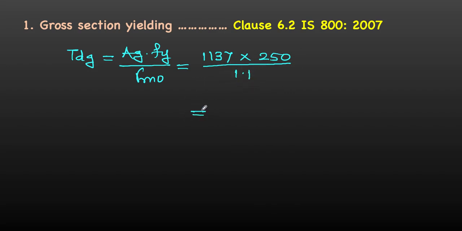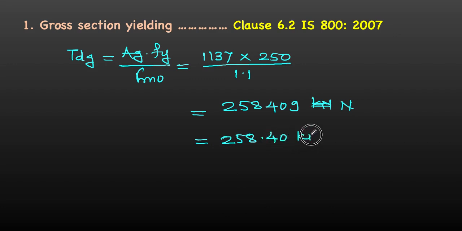So this is what we will be getting over here as 258,409 kilonewton. You can of course check the value. Sorry, this is not kilonewton, the first value we will be getting in Newton. This then we are going to convert into kilonewton. So this value we will be getting as 258.40 kilonewton. Now this is what we have identified as our first required value, gross section yielding.